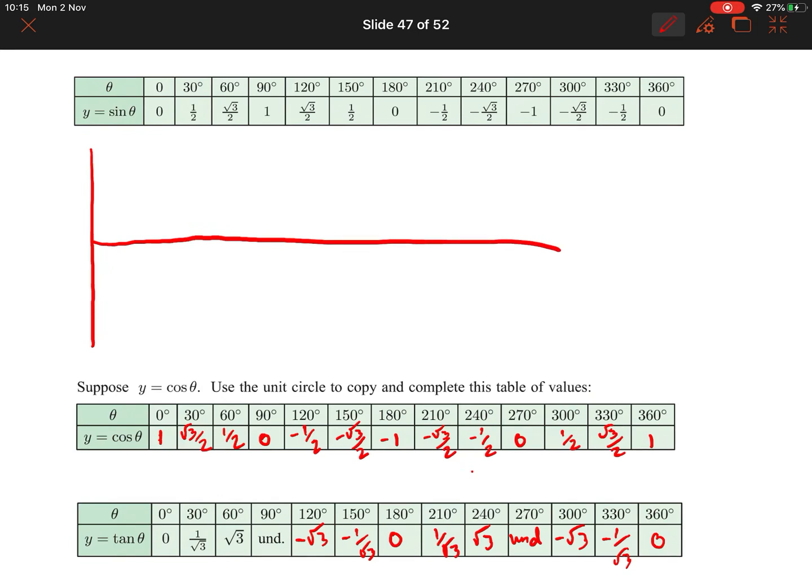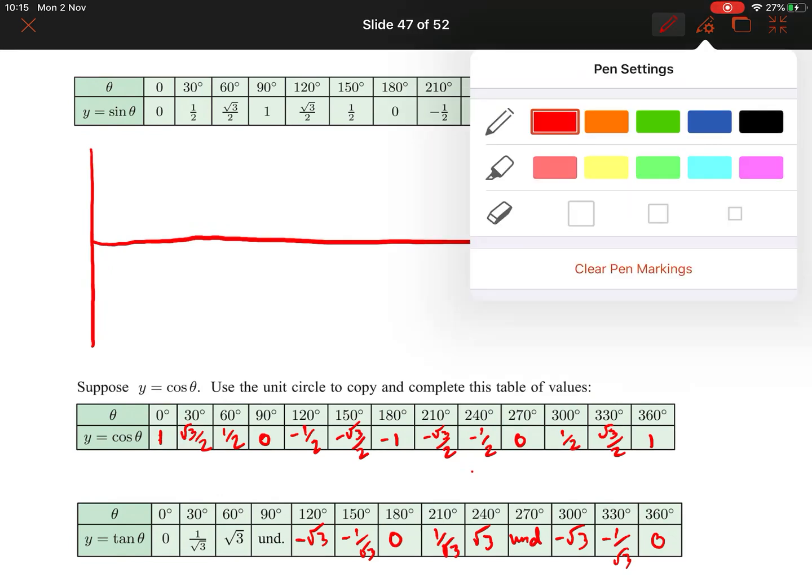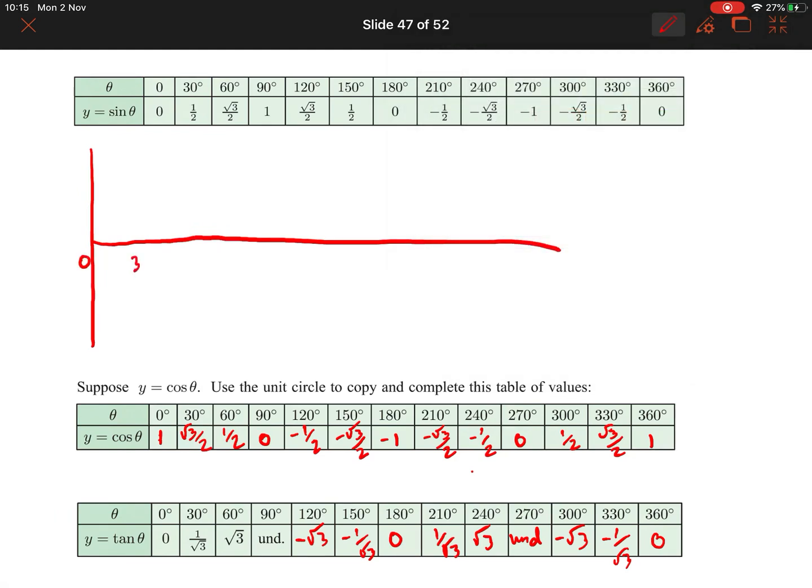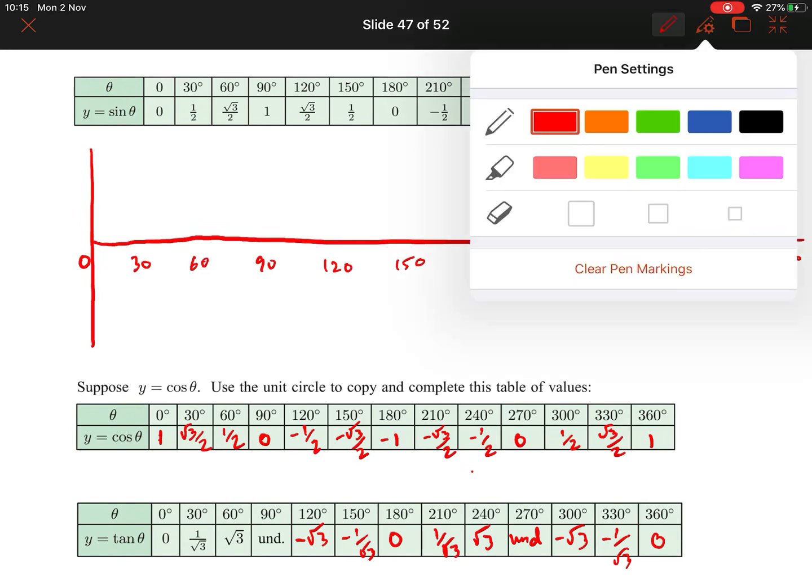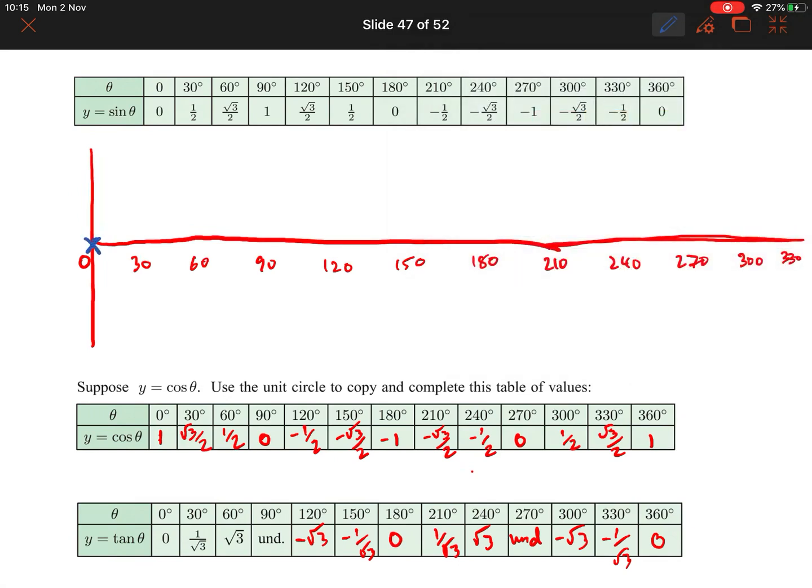I've got to be really, really careful with this one. So tan of 0, let's put the numbers in. So we're going to go 0, 30, 60, 90, 120, 150, 180. I'm going to make a bit of space here so it's clear. 210, 240, 270, 300, 330. That's probably as far as I can go. I'm running out of space.